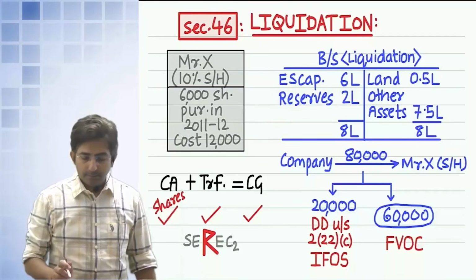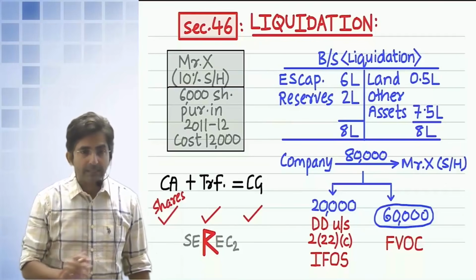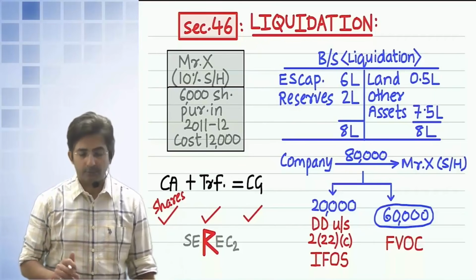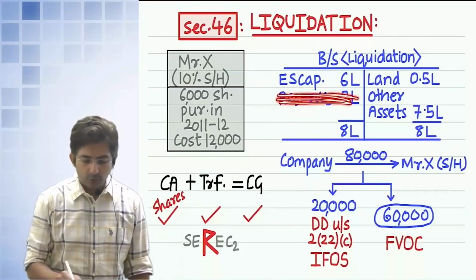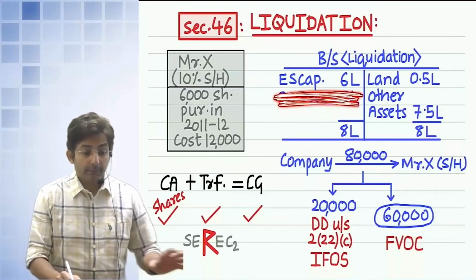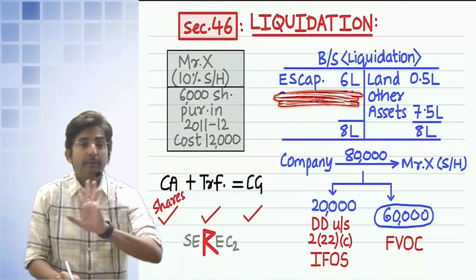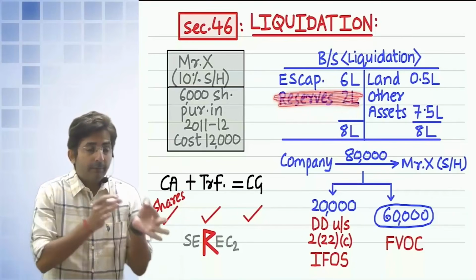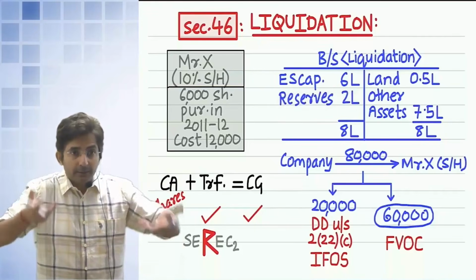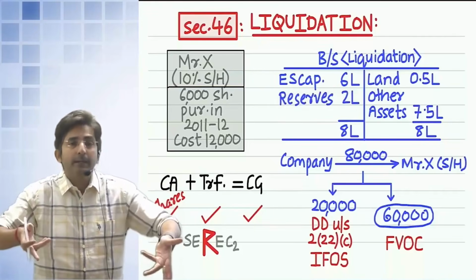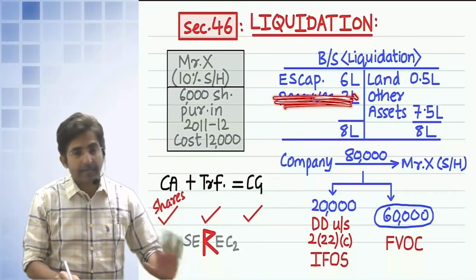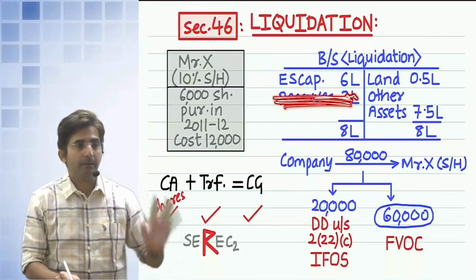Tell me, what if the company's balance sheet didn't have reserves? Imagine the reserves were not there. The balance sheet was without reserves. Then if there are no reserves, there cannot be deemed dividend, because dividend means dividing of the reserves between the shareholders. For that, reserves have to be there. So if there are no reserves, there is no deemed dividend. Then the entire amount will go in capital gains.